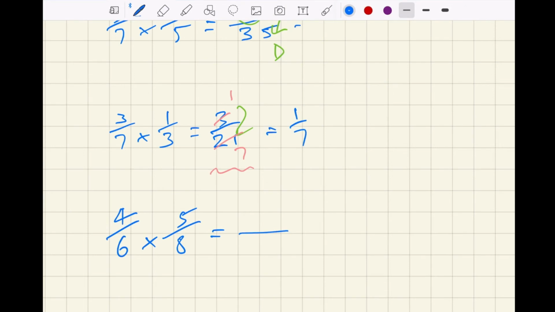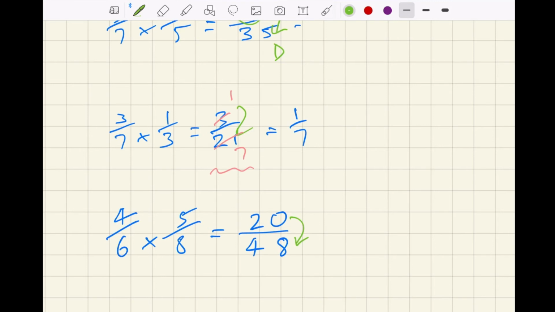4 times 5 is 20, and 6 eights are 48. 20 over 48. Now, if you're looking at 20, does 20 go into 48 evenly? No, because 20 and 20 is 40, and there's 8 left over, so that's no good. But there's something else about them that might be super helpful. What is it? Think of the factors of 20. Think of the factors of 48.